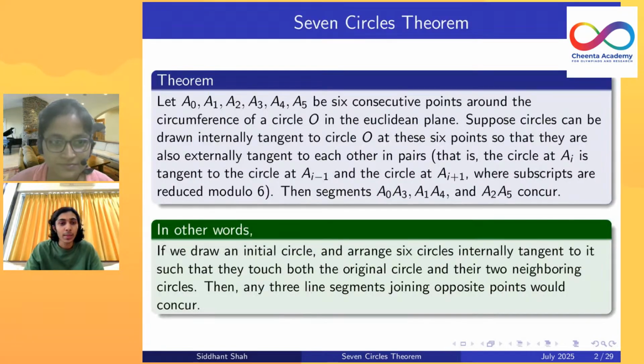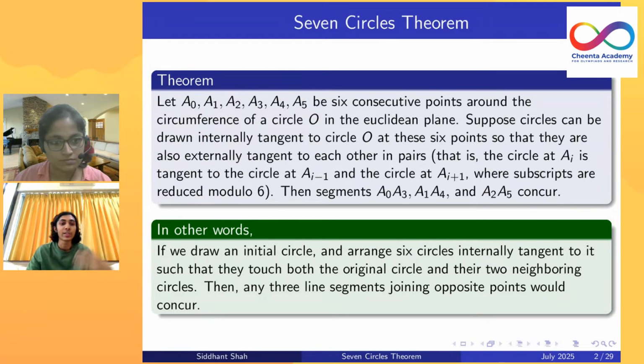To begin with my presentation, first I would like to discuss what the Seven Circles Theorem basically is, which we have defined in the Euclidean space, which we have been studying in geometry for so many years. Let a0, a1, a2, all the way till a5 be six consecutive points around the circumference of a circle O. Then we draw circles which are internally tangent to the outer circle O at these six points, and they are also externally tangent to each other in pairs.